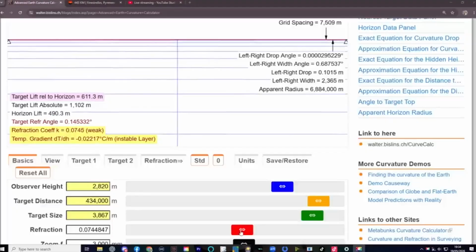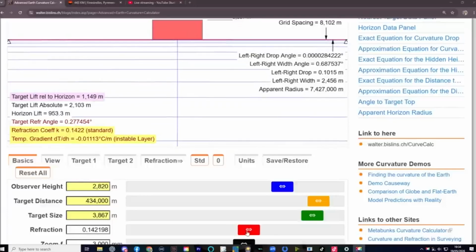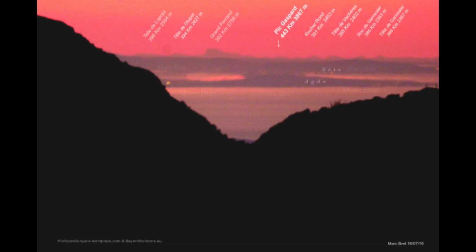This video, however, goes over the many questions I had at the time, in addition to some interesting details I learned along the way. As pointed out in the collab video, even with standard refraction, Pic Gaspard should still be visible. But it's clearly not because there's another mountain in the way, obscuring it most of the time. Out of a sense of curiosity, I wanted to know what was that specific mountain in the foreground, and can we use it to approximate the atmospheric conditions at the time?